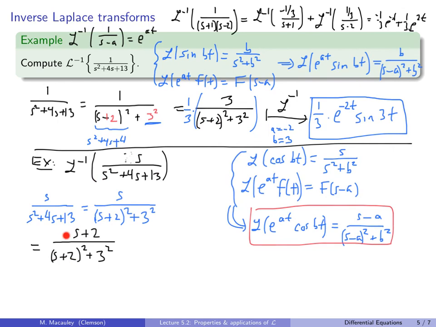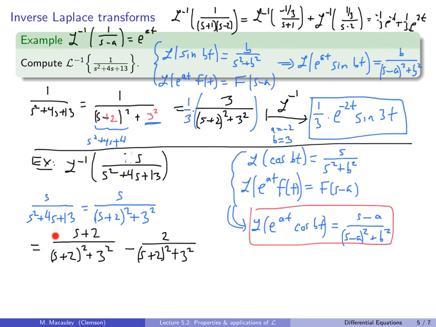Okay, so I write down what we want, but that's not what we have. This is what we have. So I need to make it into what we have. To do that, I'm going to subtract off 2 over s plus 2 squared plus 3 squared. And now this is exactly equal to what we started with up here.